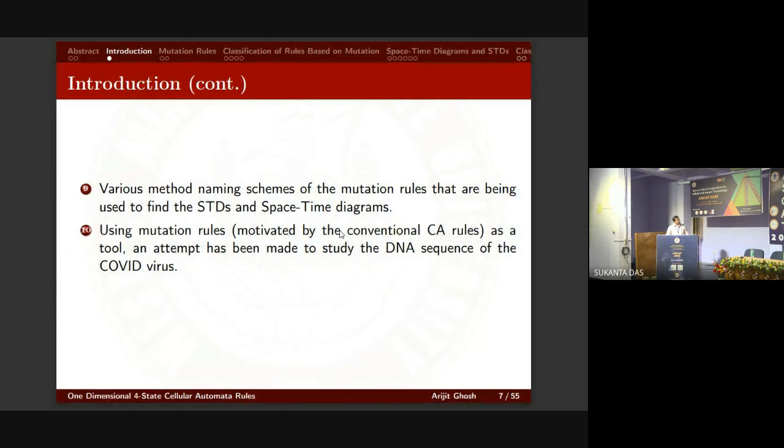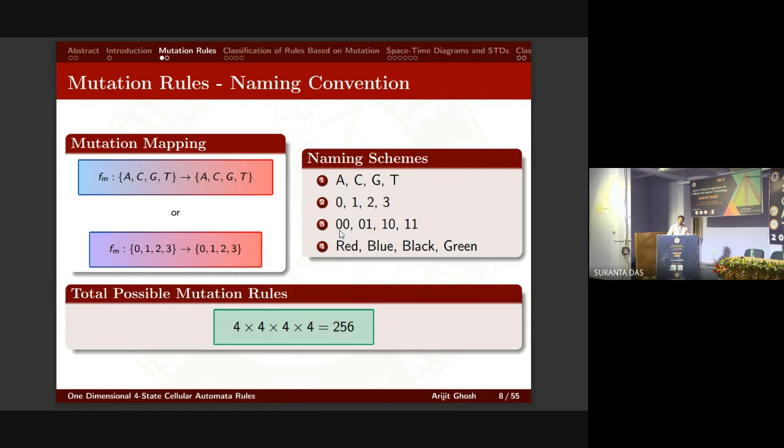Our paper proposes various naming schemes of the mutation rules that are used to find the STDs and space-time diagrams. Using mutation rules, motivated by the conventional CA rules as a tool, an attempt has been made to study the DNA sequence of the COVID virus. Among the various operations in mathematics, here only one operation is being propagated, that is mutation, in which the nucleotides interchange among themselves in a DNA sequence evolution.